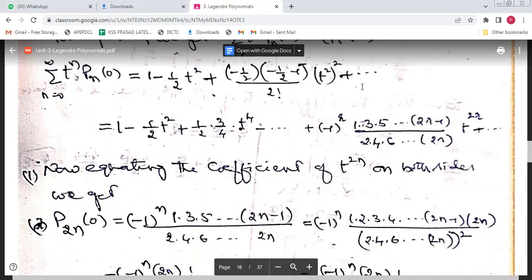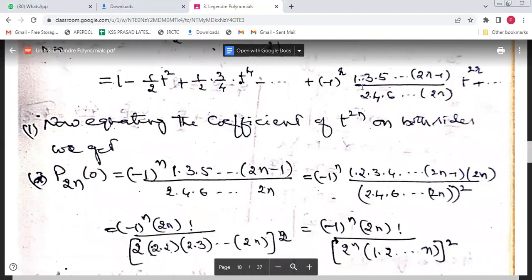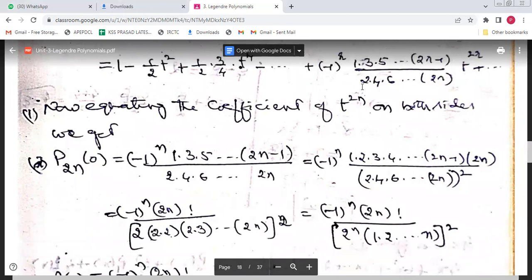Now multiplying and dividing both numerator and denominator by 2 into 4 into 6 etc. into 2n, then automatically we can see that the numerator becomes 2n factorial and the denominator becomes (2 into 4 into 6 etc. into 2n) whole square. So 2 can be written in the denominator as 2 only, 4 can be written as 2 into 2, 6 can be written as 2 into 3. Similarly, 2n can be written as 2 into n.